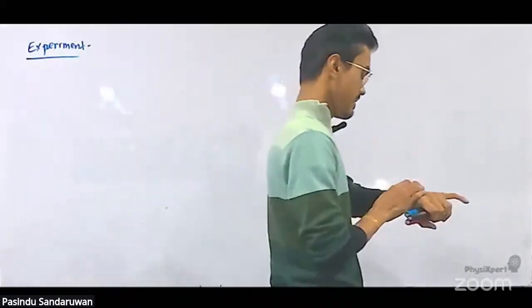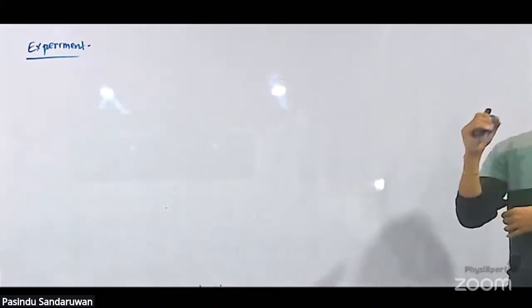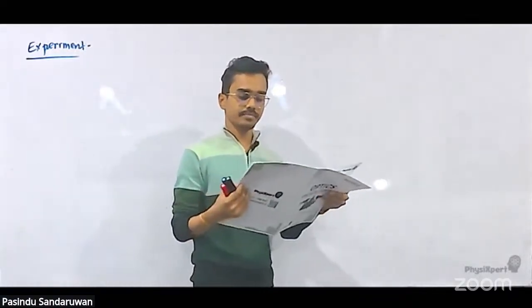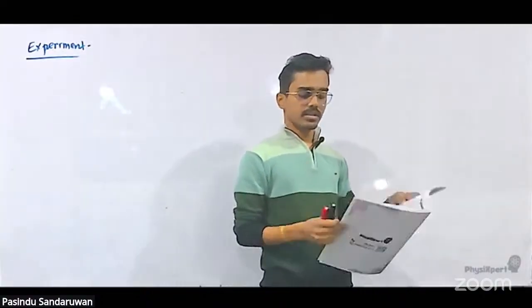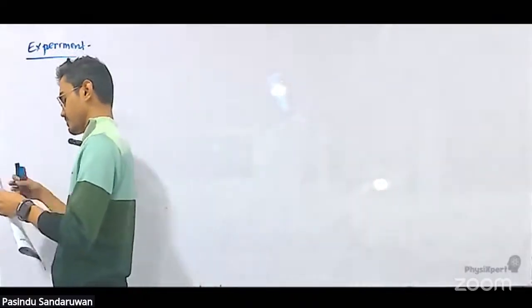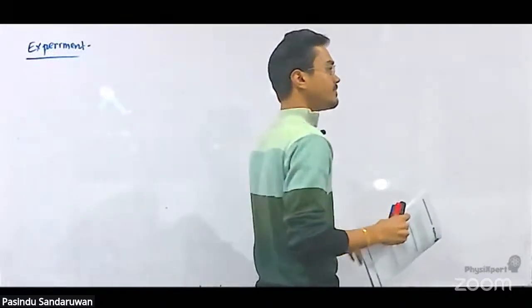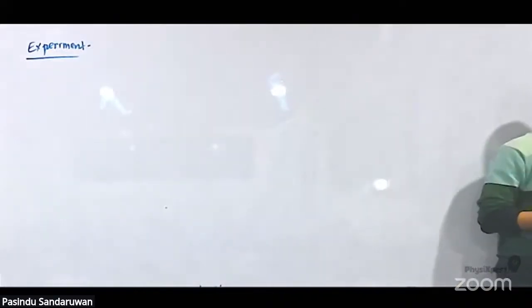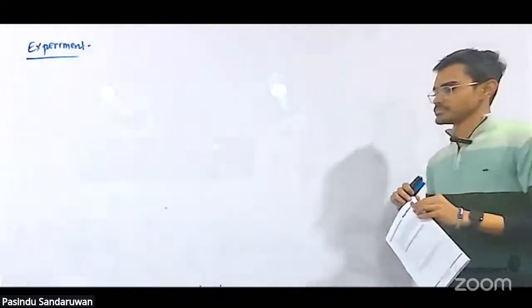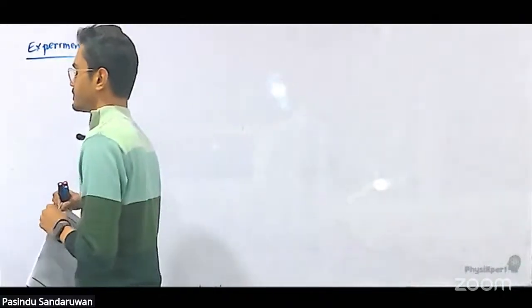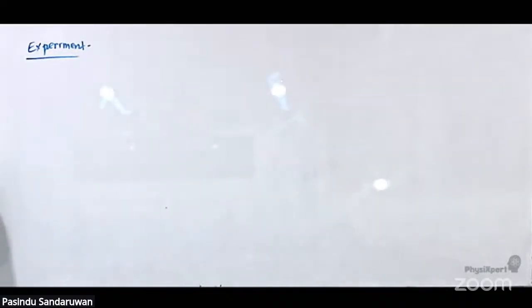Experiment 2. Write down: Determination of angle of minimum deviation of a prism by observing the variation of deviation of a ray through a prism.